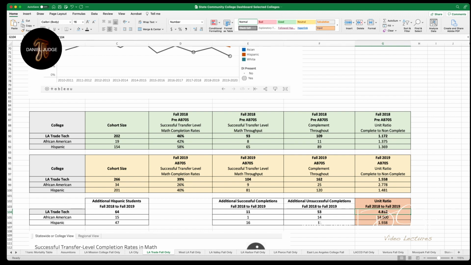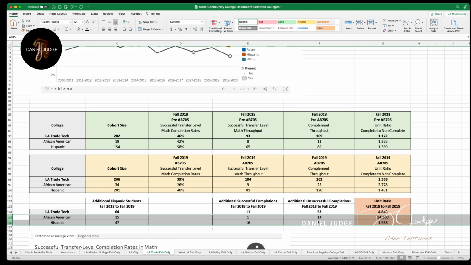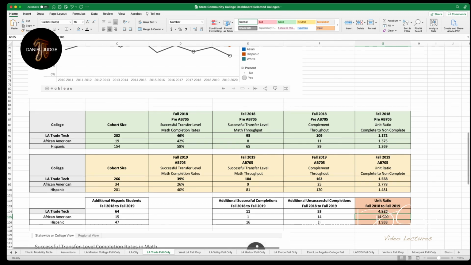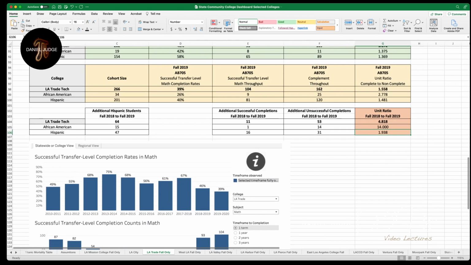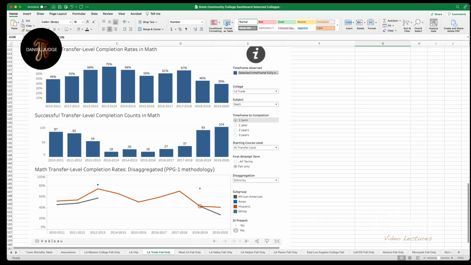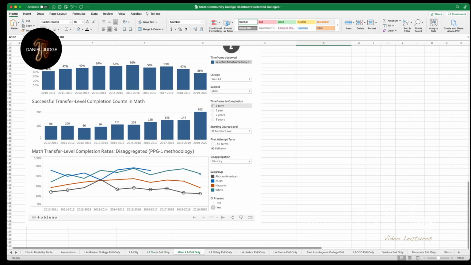Now, this is for students in general. I looked at, ladies and gentlemen, the data for African American and Hispanic students. Look at the unit ratios. If you're African American, for every additional African American who got through, 14 did not get through. Hispanic students, for every additional Hispanic student that got through, 1.938 did not get through. That, ladies and gentlemen, is a problem, okay? Because these are people. Now, if I go to West LA, let's look at West LA.